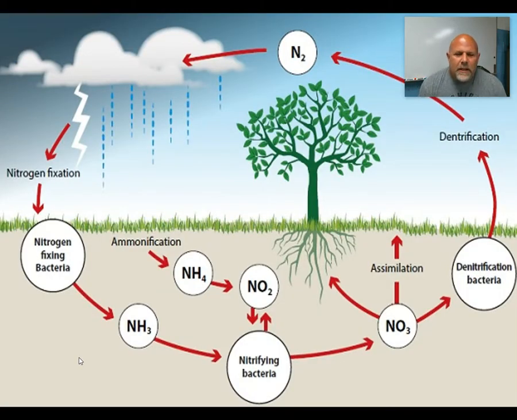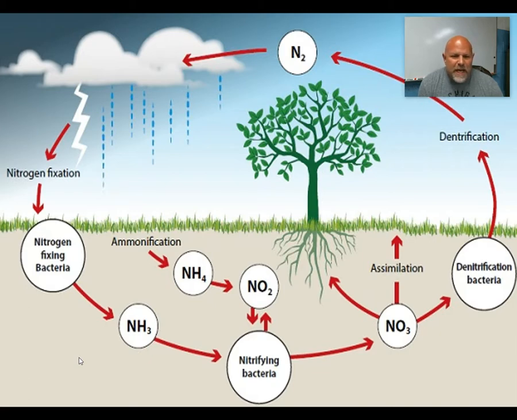And then our last molecule we're going to talk about is nitrogen. The atmosphere is mostly made up of nitrogen, somewhere around 78% nitrogen. That N2 gas gets fixed into the soil a little bit when lightning strikes. When lightning strikes, it actually splits the N2 into two nitrogen atoms.